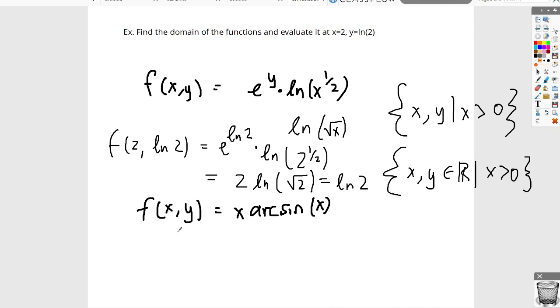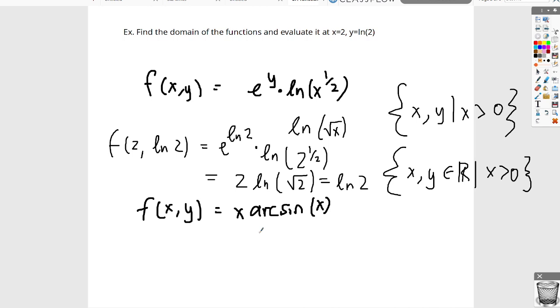Now try this: f of x, y is x arcsine x. So for this example, arcsine, the domain is actually only negative pi over 2 to pi over 2. That's your domain, right? Actually, no, that's not your domain. I'm sorry, that's the range. The range is negative pi over 2 to pi over 2.